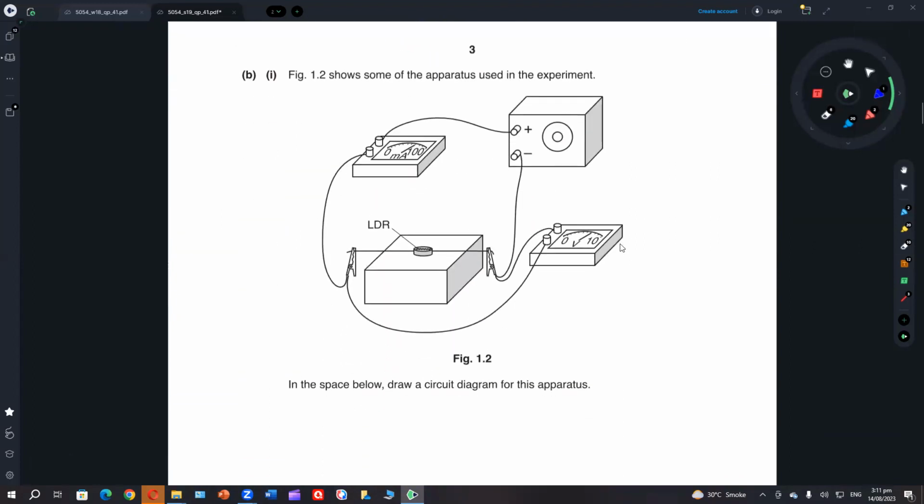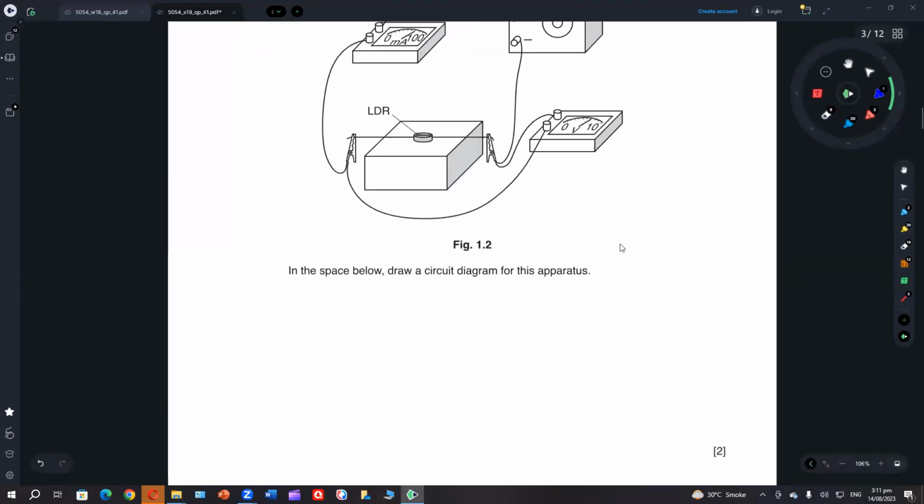Figure 1.2 shows some of the apparatus used in the experiment. They have shown a power source, LDR, ammeter, voltmeter. Draw a circuit diagram for this apparatus.